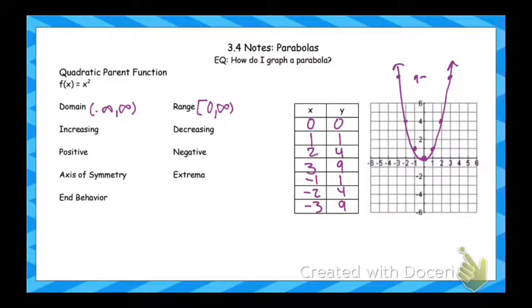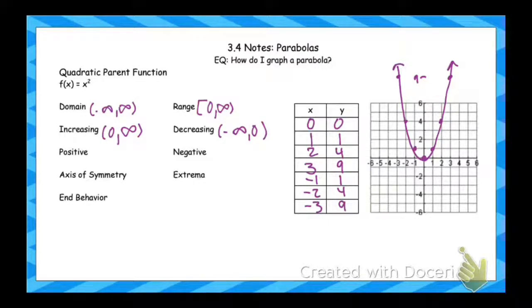The increasing intervals, left to right: we're looking for where our y's are getting bigger. So that would be this section of the graph right there. So we're going to list the x values where that's happening. So those are the x's from 0 to infinity. Decreasing, that would be this section of the graph. We're again going to list the x values, which would be from negative infinity to 0.